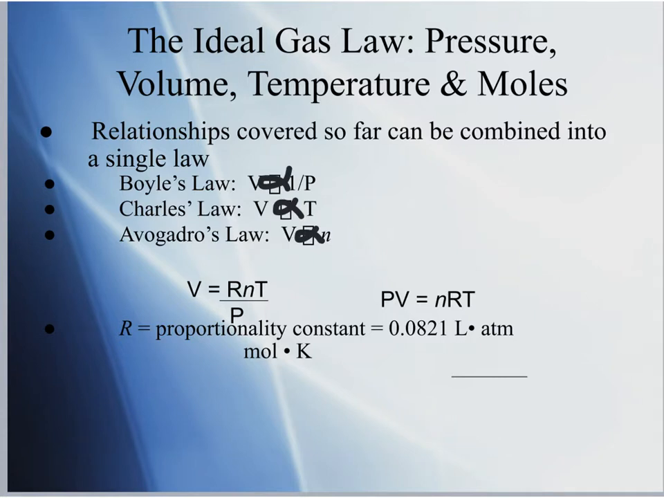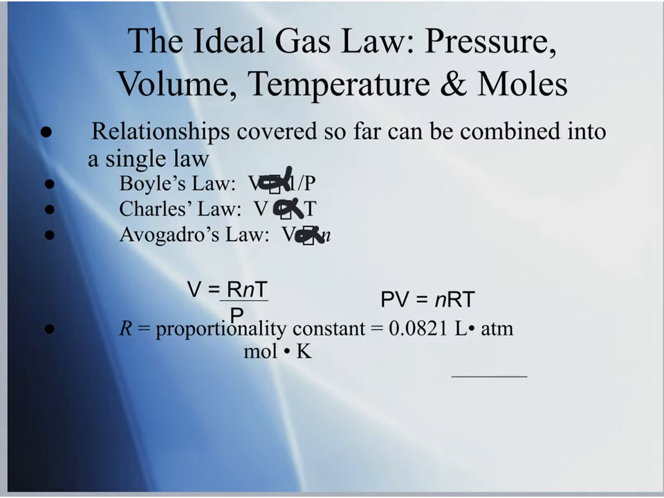So we have Boyle's law, remember, that said volume is inversely proportional to pressure. So if the pressure goes up, the volume goes down. If the pressure goes down, the volume goes up, right? We had Charles' law that says volume and temperature are directly proportional to each other. And then we had Avogadro, who said that volume and moles are directly proportional to each other. Okay, so we're going to basically combine all three of them.